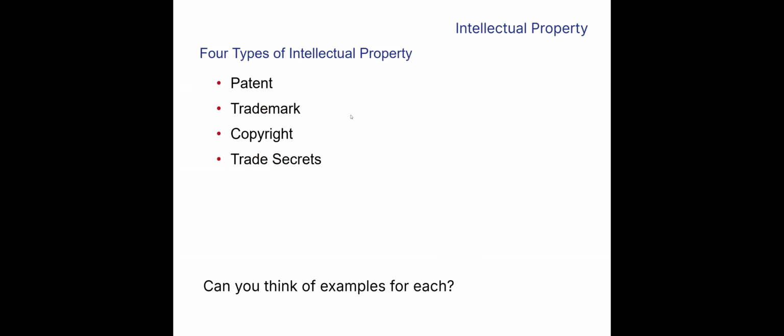So, okay. Four types of intellectual property: a patent, a trademark, a copyright, and what's known as a trade secret. Anybody got an example of a patent? Coca-Cola. Coca-Cola, is that a patent? Great secret. Yes, it is, because it is a process, right? It's the ingredients that go into it that make a product. So yes, that would be a patentable thing.